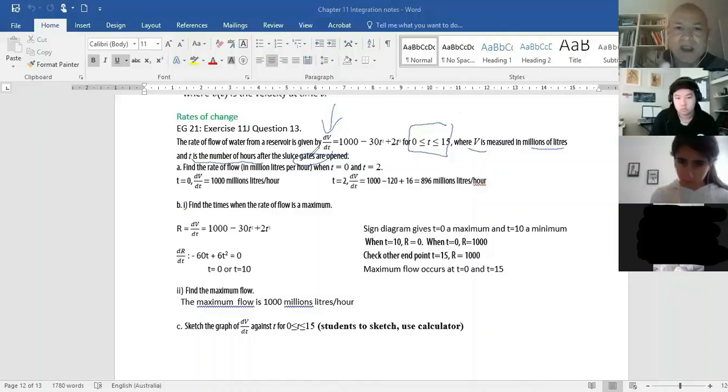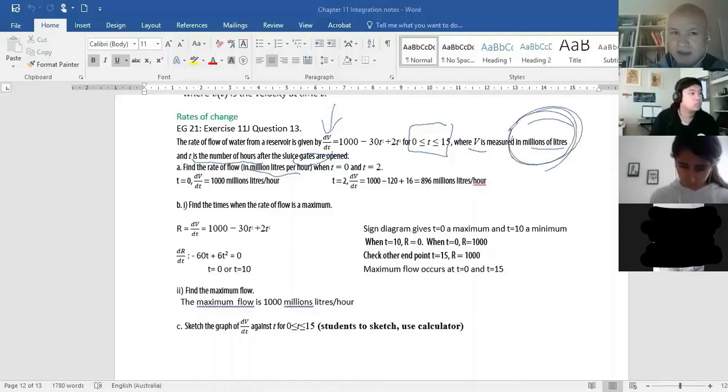Part A says find the rate of flow in millions of litres per hour. It has to be millions of litres per hour because the original question is in millions of litres per hour. When t equals 0 and t equals 2. Well, I already know this is the rate of flow. That's what they tell us, and that's what they want us to find at t equals 0 and t equals 2.